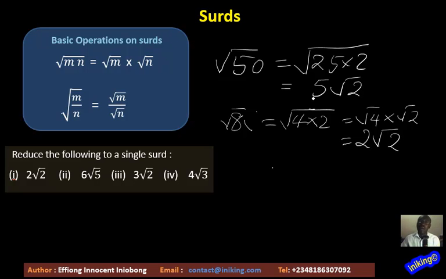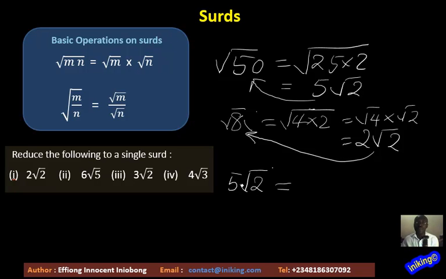Our objective now is, how can I go from 5 root 2 back to root 50? How can I go from 2 root 2 back to root 8? Let's look at 5 root 2, for example. If I want to reverse the process, I'll simply look at 5 first, since it's out there, as I have to express it as a square root first. And that means 5 will be the same thing as the root of 5 times 5. Yes, if I take the square root of this, I'll get my 5 back. And of course, I have my root 2 still standing there.